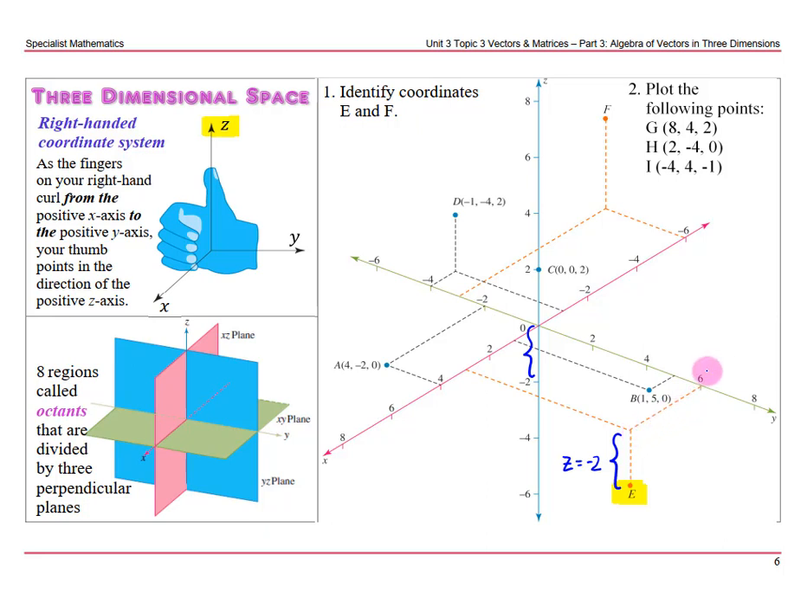Going back to our y-axis, you can see it cuts at 6, so my y is 6. Going back to my x-axis, it cuts at 3. So the coordinate E is given by x is 3, y is 6, and z is -2. Have a go at doing F up here on your own.